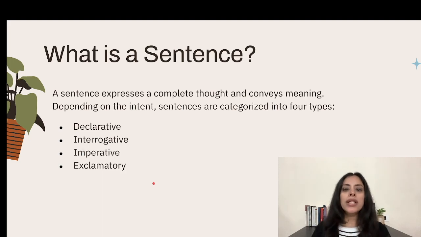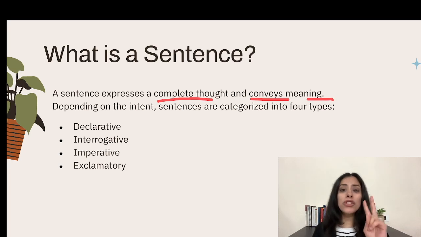Now, what is a basic sentence? A sentence expresses a complete thought and conveys meaning. So, these are the two things which you must have. You should have a complete thought, and for the reader, it should convey the meaning to them. They shouldn't be left guessing what's the meaning, what's left out, how can I complete this sentence. No. The meaning should be easily understandable by the reader.